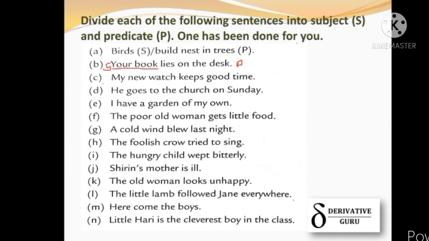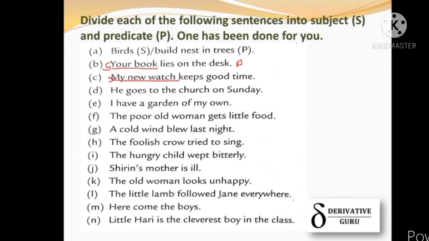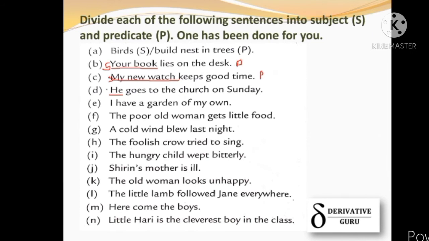Right? Let us see the next one. My new watch keeps good time. So here you are talking about my new watch. So this becomes your subject in this sentence. My new watch is the subject. Keeps good time is the predicate. Next one. He goes to the church on Sunday. So we are talking about he, the person, right? So he becomes the subject and goes to the church on Sunday becomes the predicate.